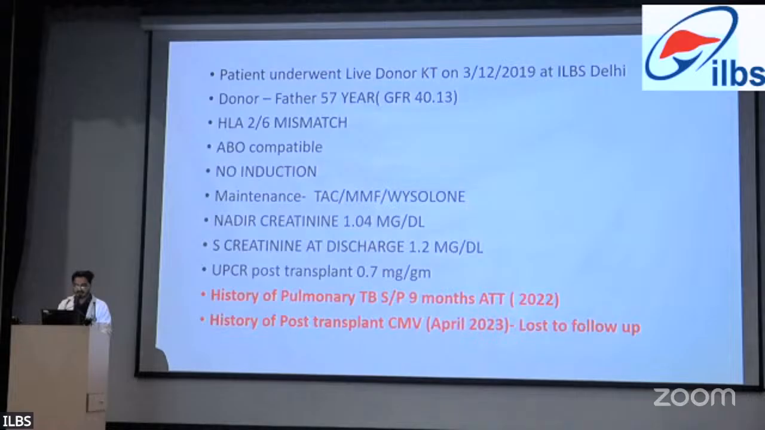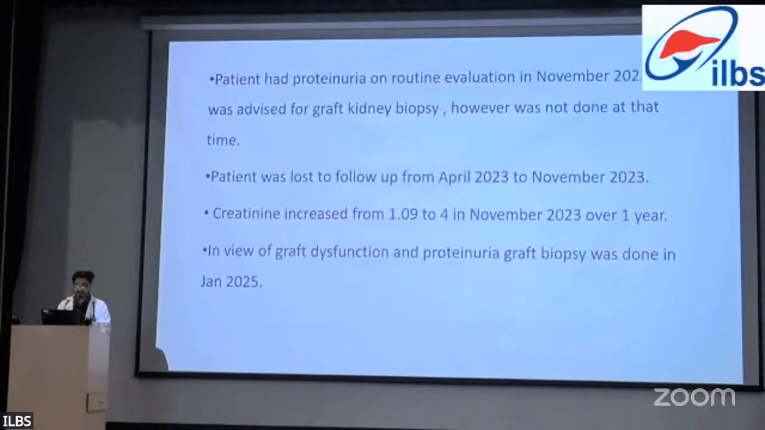For the treatment of that, he was lost to follow-up. The patient had proteinuria on routine evaluation in November 2022. He was advised graft biopsy. However, it was not done at that time. The patient was then lost to follow-up between April 2023 to November 2023, and his creatinine increased gradually from 1 to 4 over a period of 1 year.